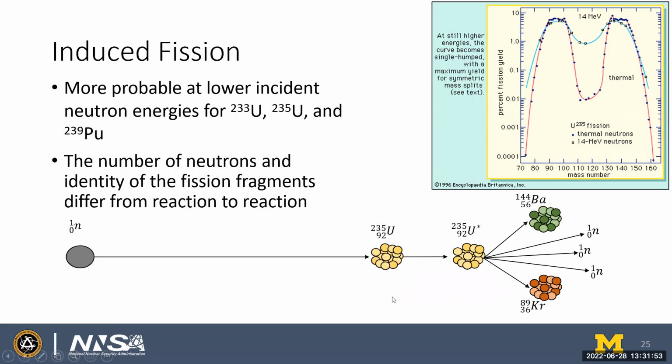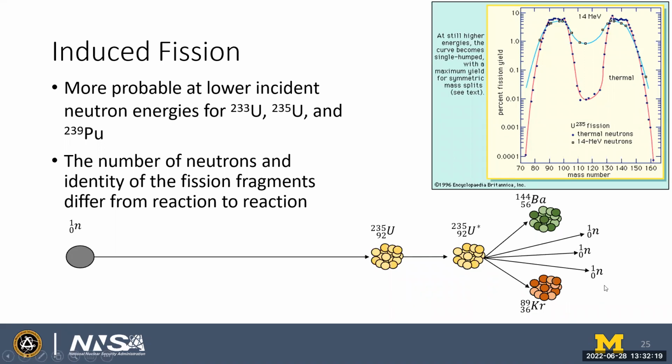A neutron is incident on uranium-235. It's absorbed. That should actually say uranium-236, my apologies. And then it splits into a barium and a krypton and emits 3 neutrons. The neutron emission is not always going to be the same for every reaction, even this barium-krypton split, because you can also produce a separate amount of gamma rays, et cetera.